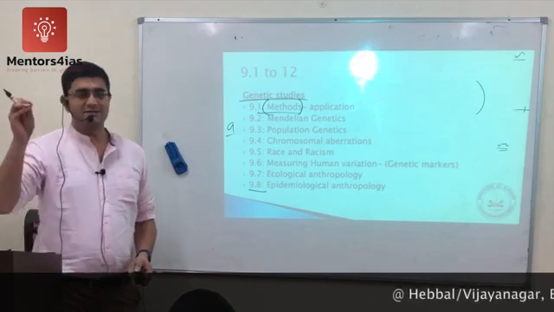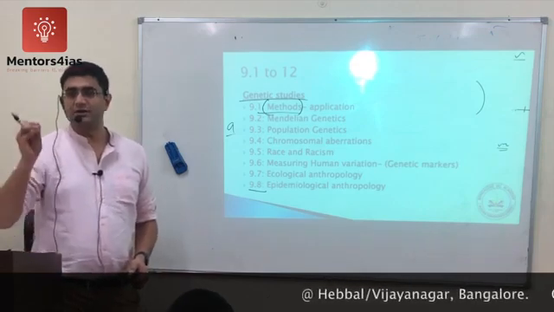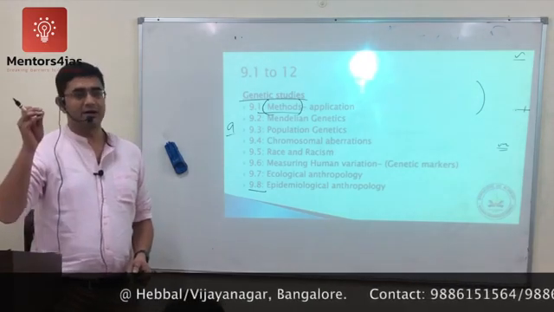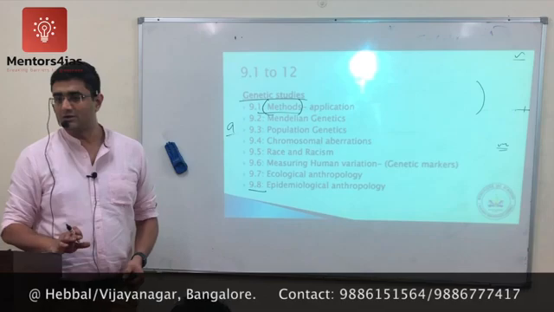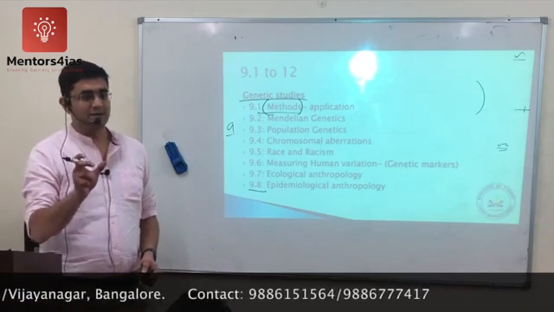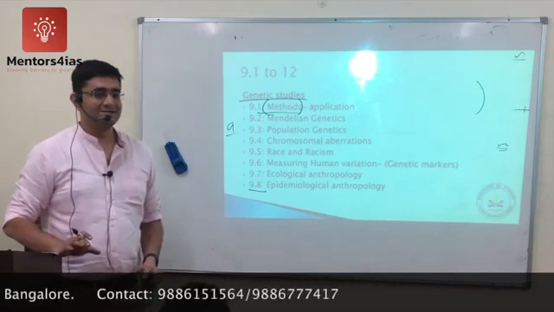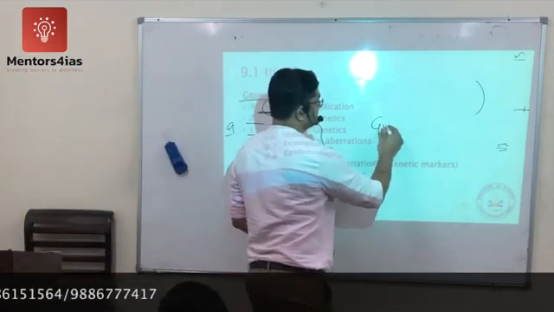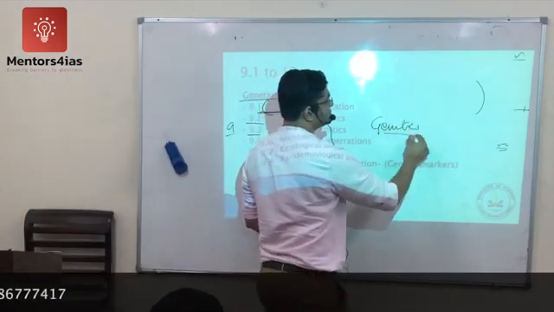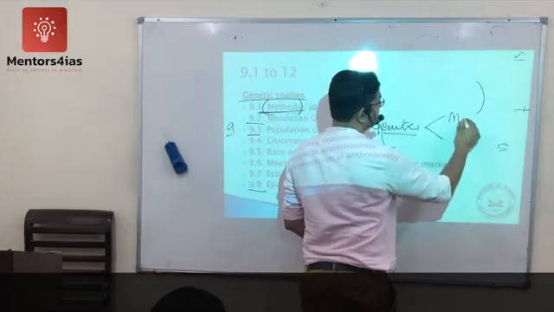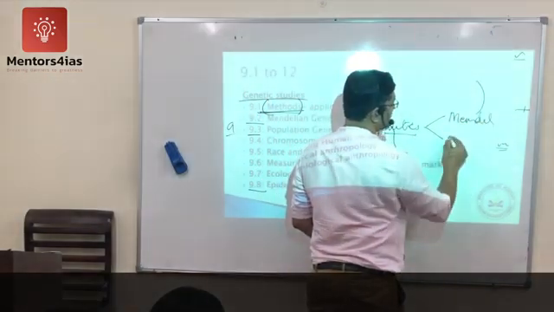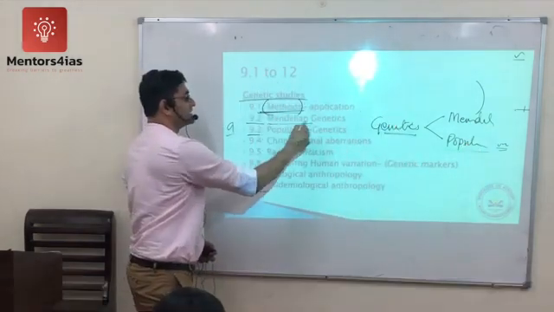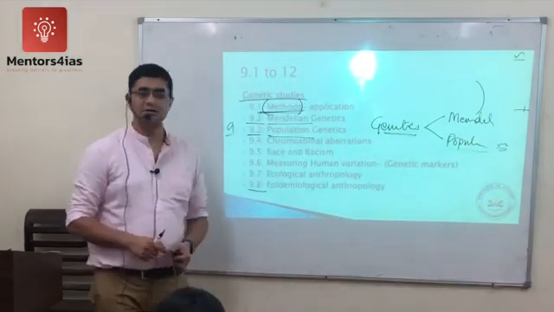So there is something called family tree. There is something called chromosome analysis. There is something called recombinant DNA technology. These are all various methods that are used to study genetics. 9.2 and 9.3. So genetics as a discipline has two branches. One is called Mendel's genetics and the other is called population genetics. Mendelian genetics and population genetics.